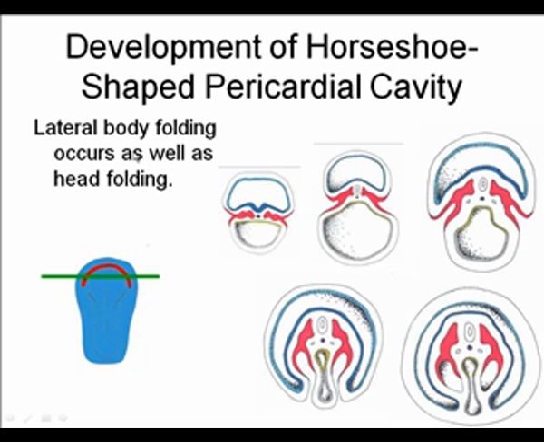Here we can look at lateral body folding to see, again, the formation of the body cavities. And these body cavities are going to be in communication, except at this little area here where we have the vitelline ducts. But otherwise, the body cavities are together and form one large body cavity.